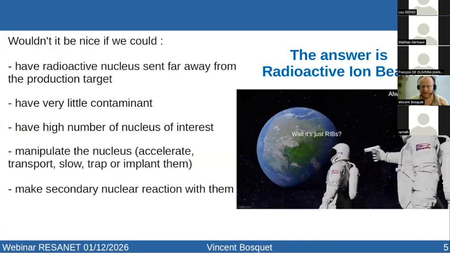So wouldn't it be nice if we could have radioactive nuclei sent far away from the production target, which is very polluted in terms of nuclear reactions and radiation, have very little contaminant, and have a high number of nuclei of interest for statistics purposes. It would also be nice to be able to manipulate the nuclei. For instance, we could accelerate them, transport them, slow them, trap them, or implant them. And it would also be very nice to be able to make secondary nuclear reactions with them. And the answer to all of these problems is using radioactive ion beams.